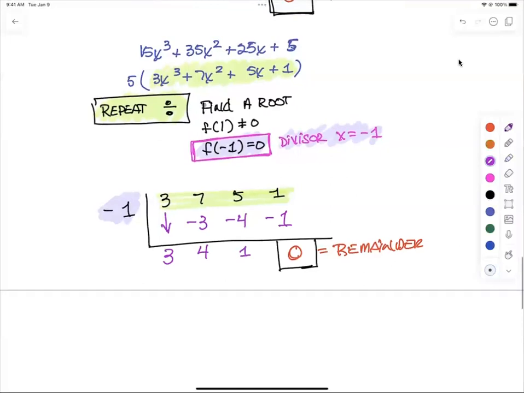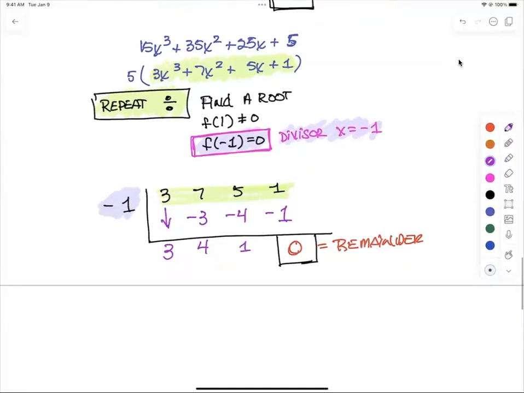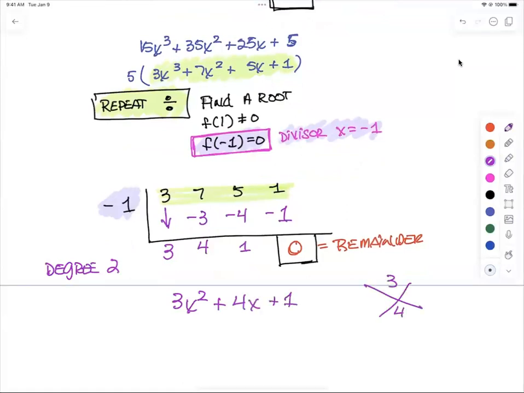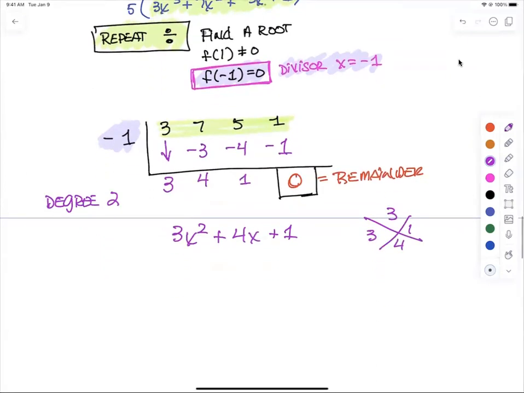Let's see if we can factor this. I was at a degree 3, so now I have a degree 2. My outcome here is a degree 2. So I've got 3x squared, 4x plus 1. I need two numbers that multiply to 3 and add to 4. That would be 3 and 1. And that's going to give me 3x plus 1 and x plus 1. And you can factor that as you wish, with slide and divide, big X, or factor by grouping. I will let you factor that as you wish.